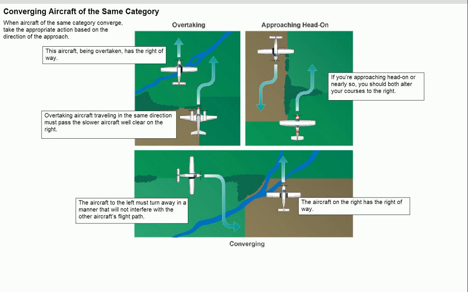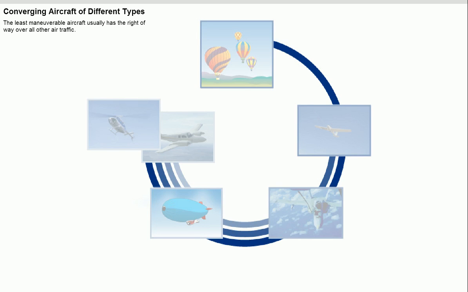If you're converging with another aircraft, the aircraft on the right has the right of way, and the one on the left must give way and turn away in a manner that will not interfere with the other's flight path. When aircraft of different categories converge, the least maneuverable aircraft has the right of way, unless the more maneuverable aircraft is in distress. For example, a balloon has the right of way over all other aircraft.